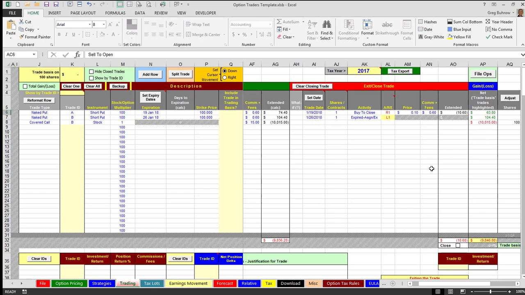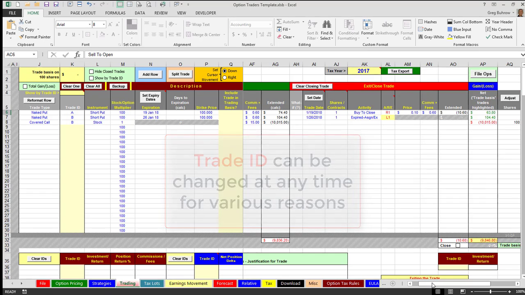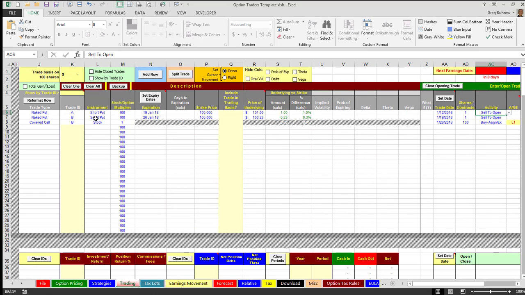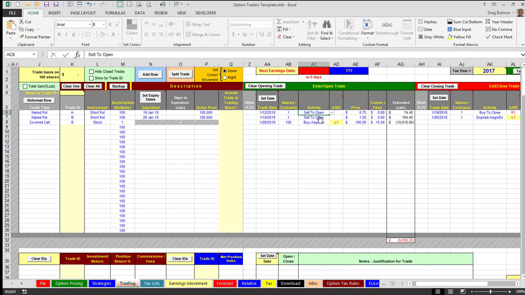The following week I did the same exact thing. I made this a trade ID B because I did not take possession of the first trade. Exact same trade, a naked put. The strike was 100, but the price of the underlying was a little bit closer to my strike price, so I did receive a little bit more premium. That was my trade date. I sold it, received $1 and a nickel, and $104 was deposited into my account.